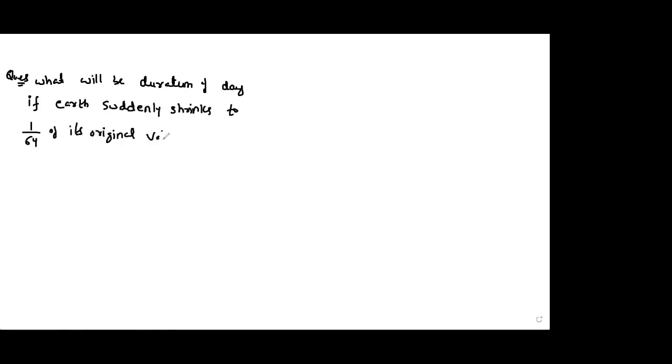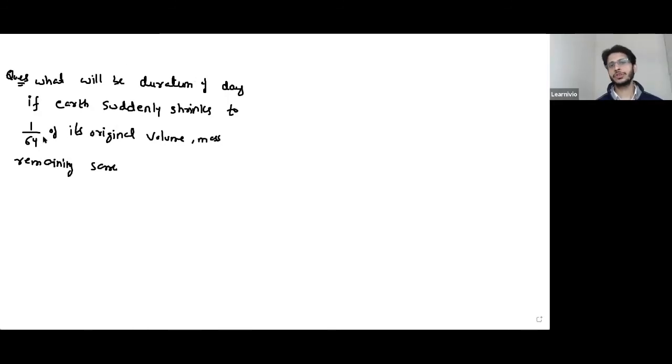So the next question is, what will be the duration of day if Earth shrinks to 1 by 64 of its original volume? That means the radius of Earth will shrink, its moment of inertia will decrease, then we'll see how its time period will change. Normally the time period of rotation of Earth is 24 hours. You will see how this time period will change due to shrinking of Earth.